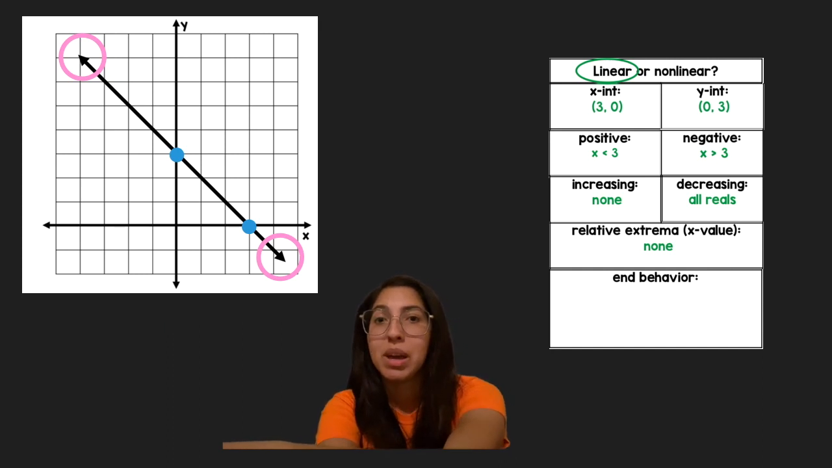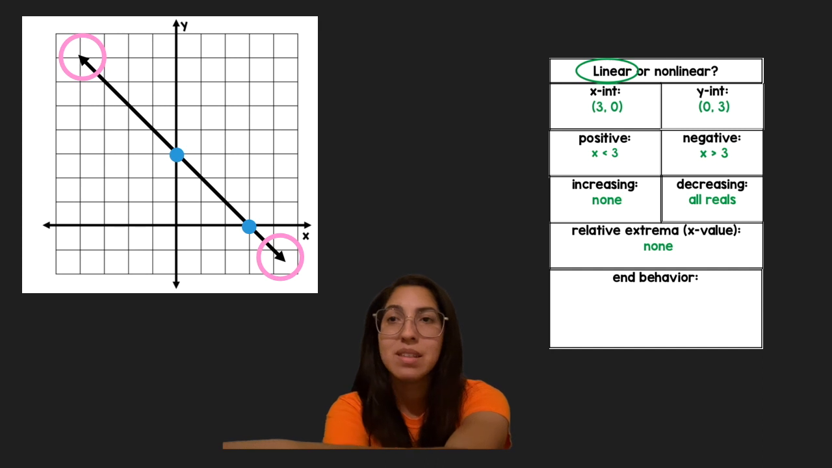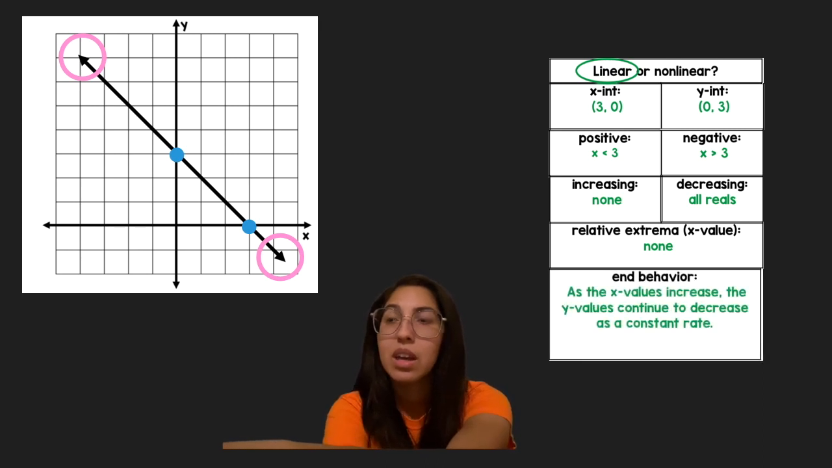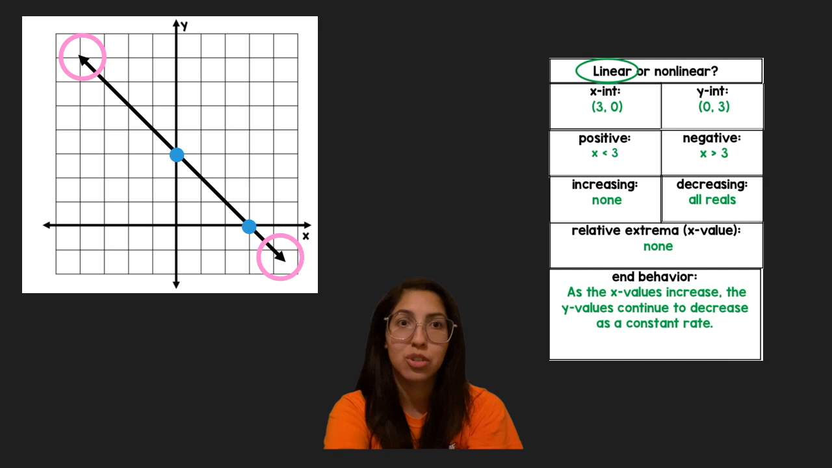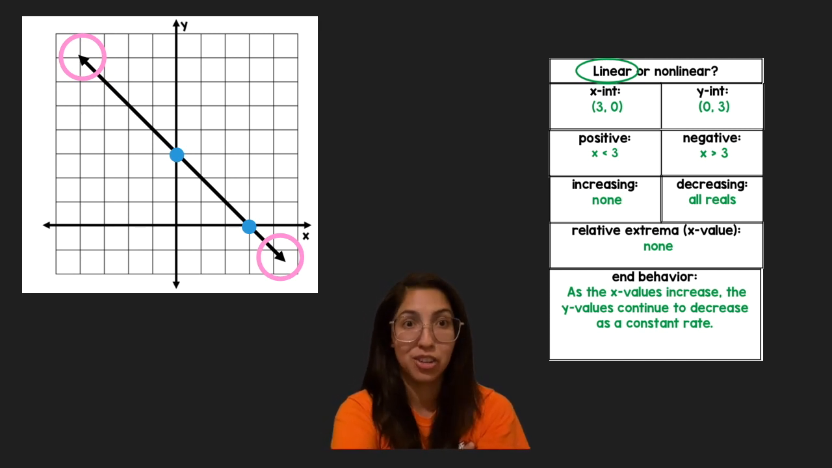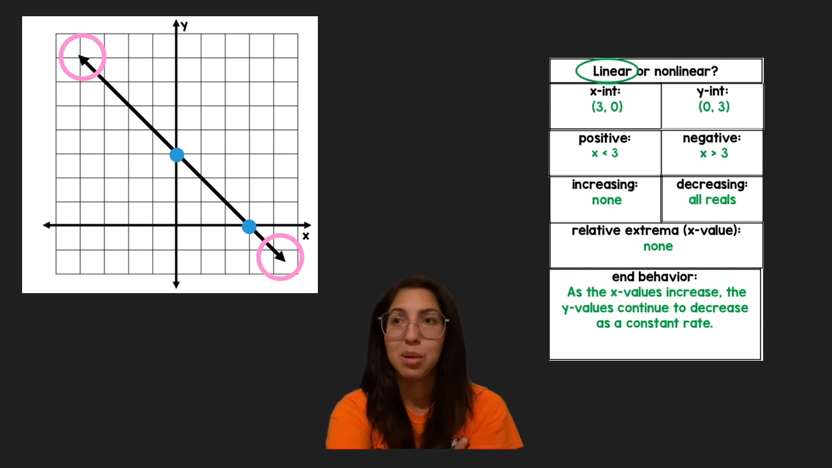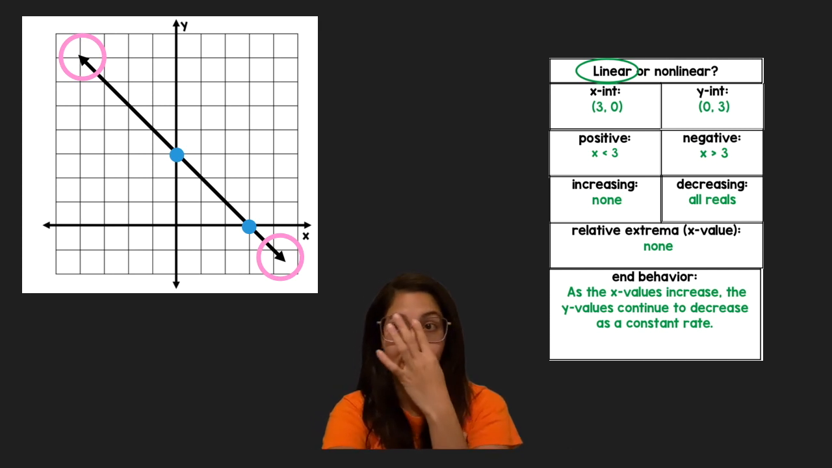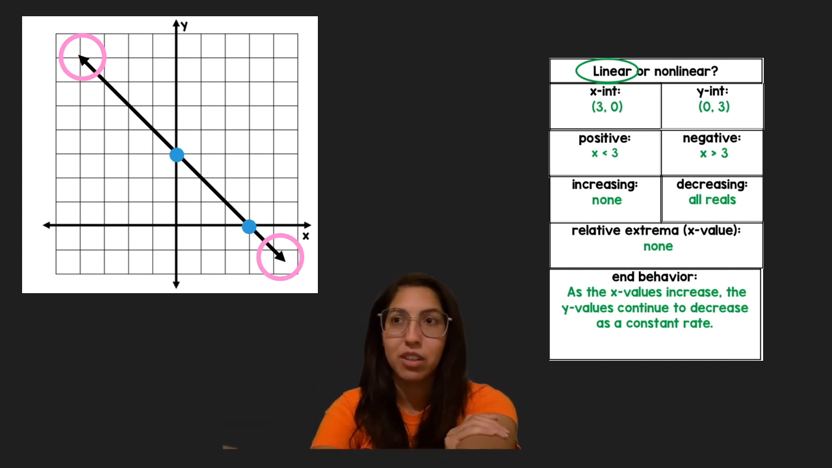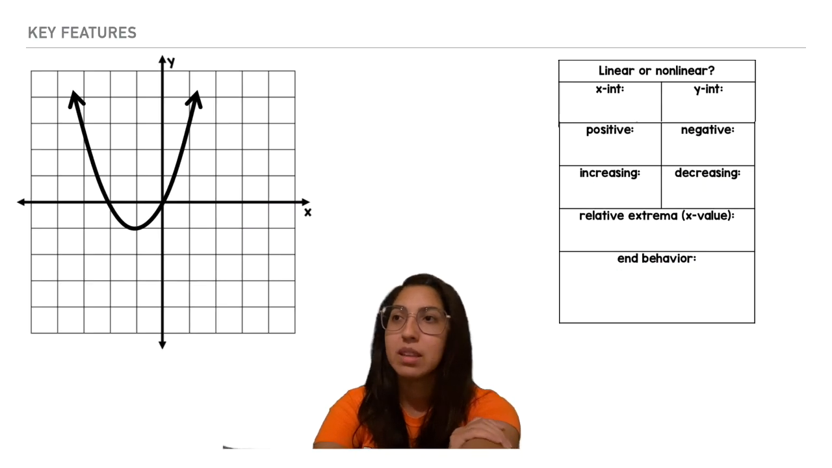So now I'm looking at my end behavior. Looking at this endpoint and this endpoint, as the x values increase, the y values decrease at a constant rate. So that constant rate is your slope. That is what makes something linear, when it has that constant rate. If there's not a constant rate, then it's not a linear graph. And that's really what we're looking for in terms of linear and nonlinear. So let's look at this parabola.